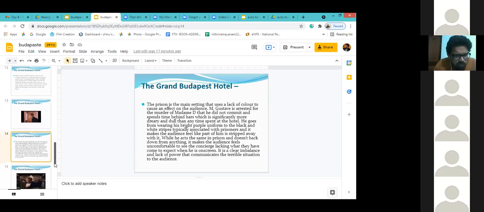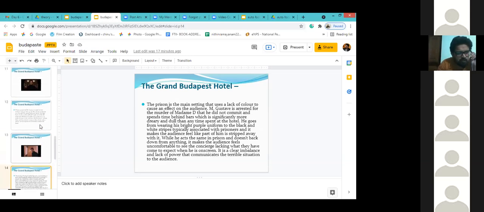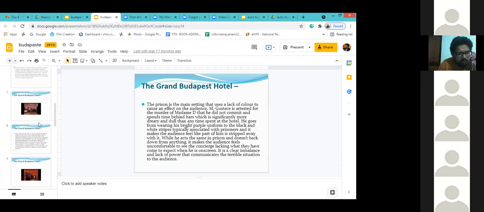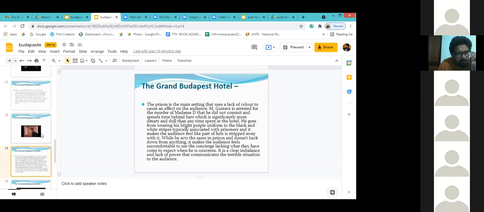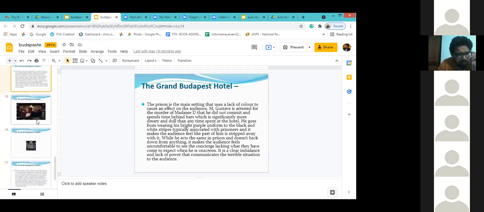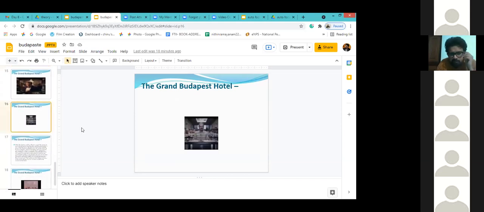But there's also one more thing. इतने colors हैं, but in the prisoners when they are in jail at that point of time, have you seen there's a lack of colors in this shot? This shot.